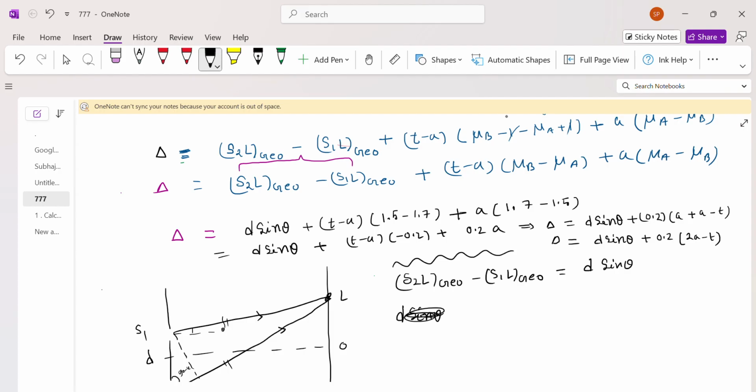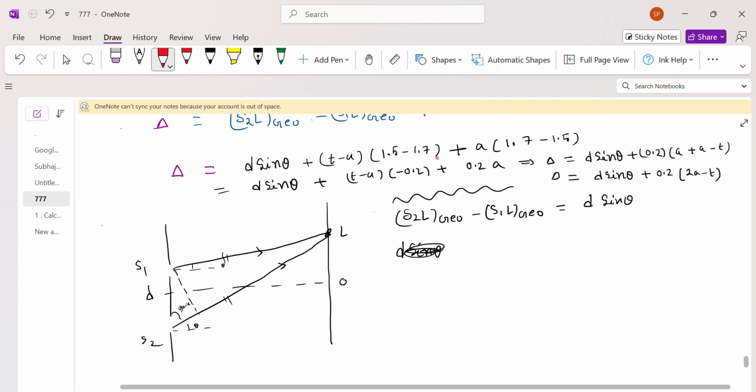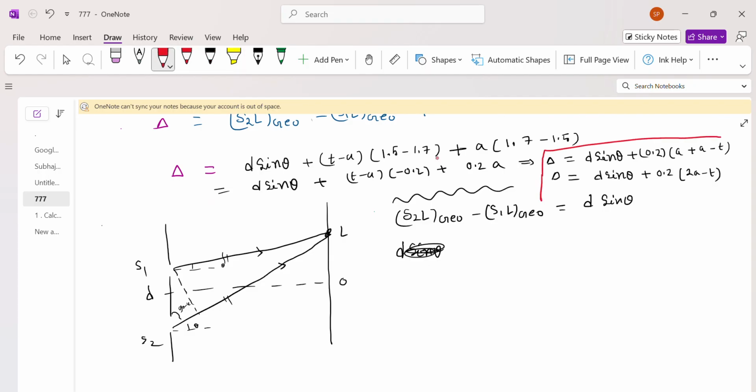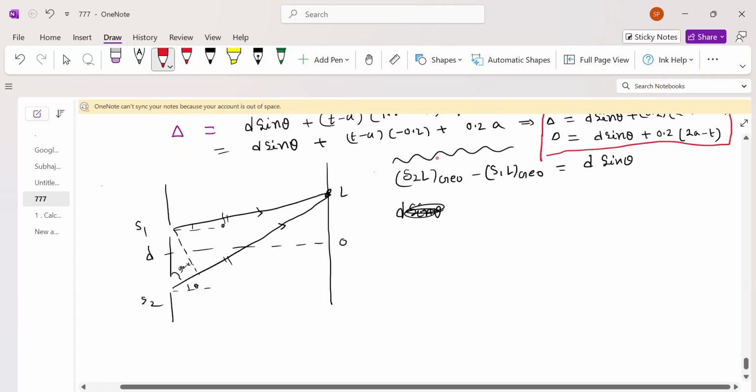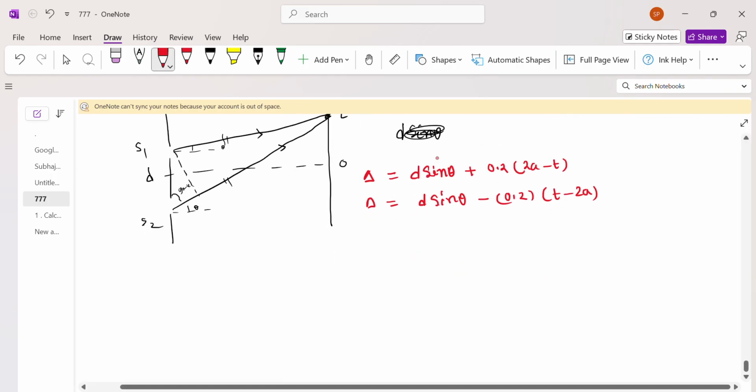So now I will just recollect everything. Now basically I will be focusing on this equation. Following this equation, I will get delta is equal to d sine theta plus 0.2 into (2a minus t), or if I do, this will be d sine theta minus 0.2 into (t minus 2a). So that is something interesting.